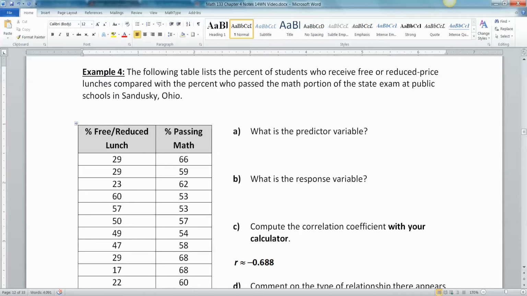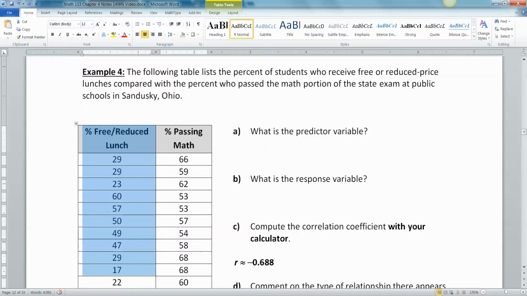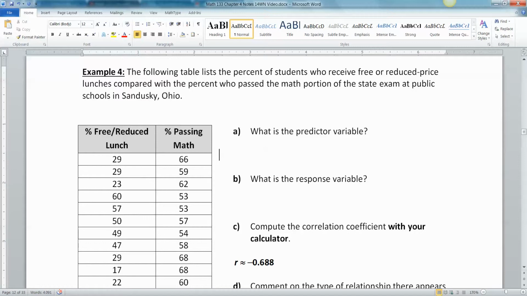So this is the percent of students who receive free or reduced price lunches compared with the percent who pass the math portion of the state exam at public schools in Sandusky, Ohio. All right, so the predictor variable will be the percent of students on free reduced lunch. And the response variable would be the percent of students who pass the state math test.